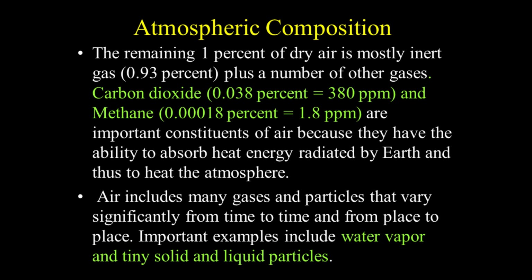Carbon dioxide is 0.038%, which equals 380 parts per million. And methane is 0.00018%, which equals 1.8 parts per million. These are important constituents of air because they have the ability to absorb heat energy radiated by Earth and thus to heat the atmosphere. Air includes many gases and particles that vary significantly from time to time and from place to place. Important examples include water vapor and tiny solid and liquid particles.